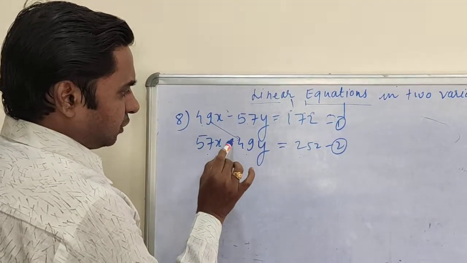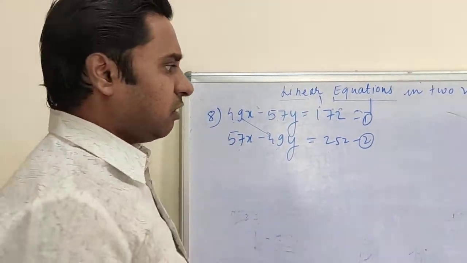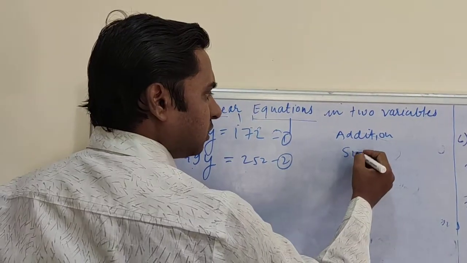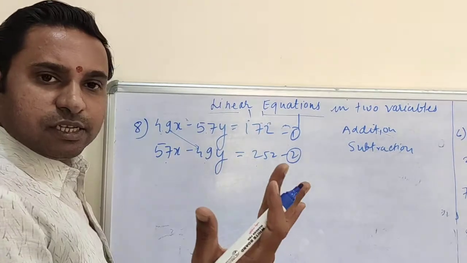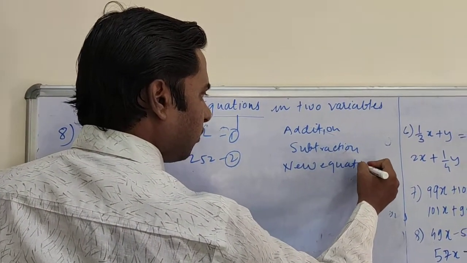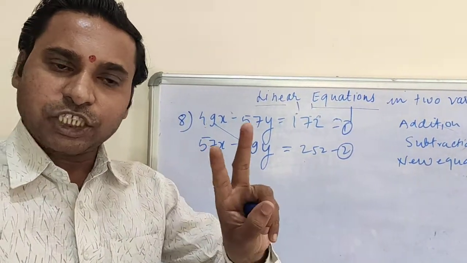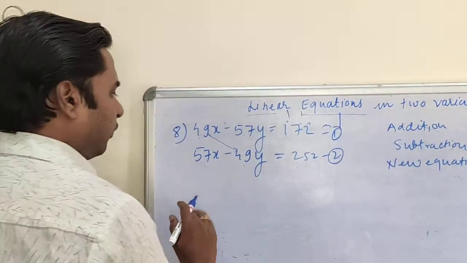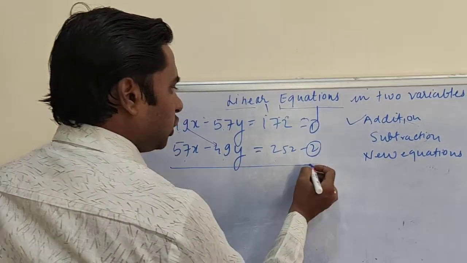Cross coefficients: 49, 49, 57, 57. So what is the method? First addition, then subtraction, and then the new equations. First we do the addition of this, then we do the subtraction, and then we get the new equations. So this is the method. Okay, now directly I am doing the addition. First addition, addition of these two.